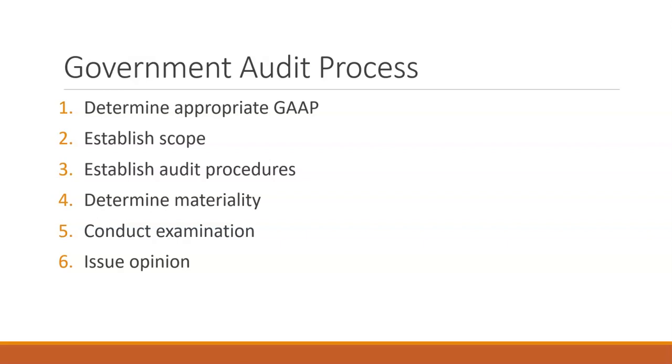Okay, so in our audit process, first we have to determine what is the appropriate GAAP. Are they using FASB? Are they using GASB? To think about which rules they are using. Then you have to establish scope. How big do you want the audit to be? What kind of audit are you looking for? What are the audit procedures going to be?